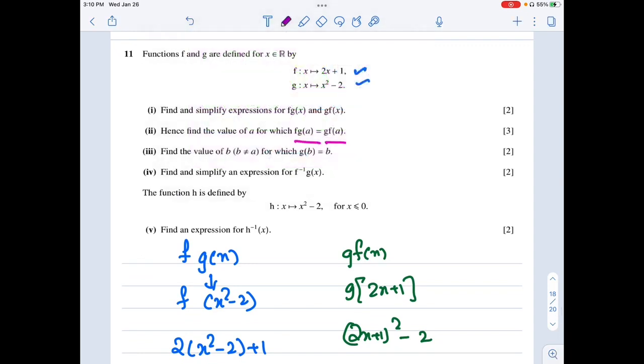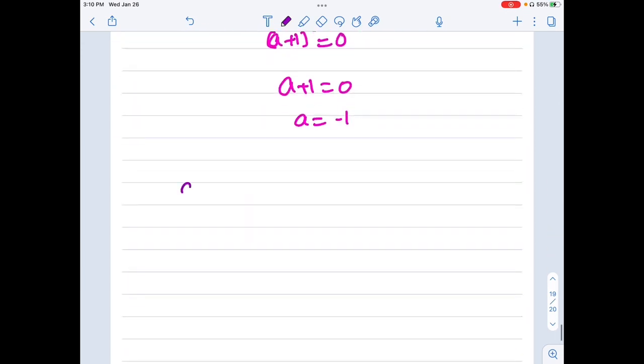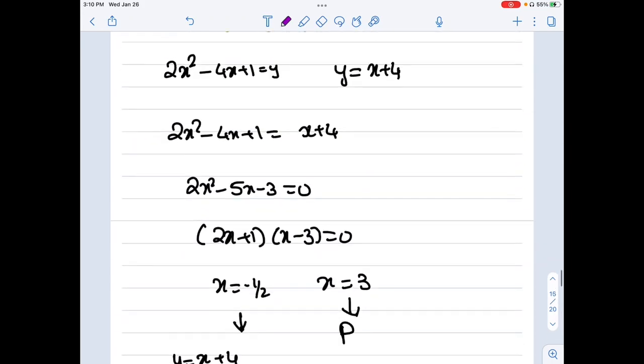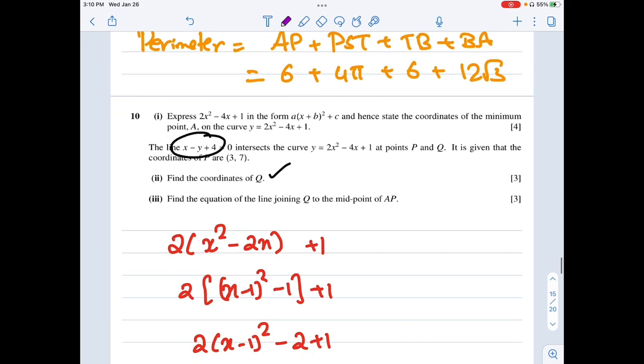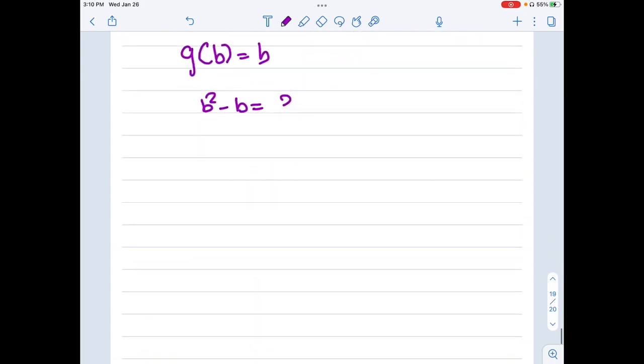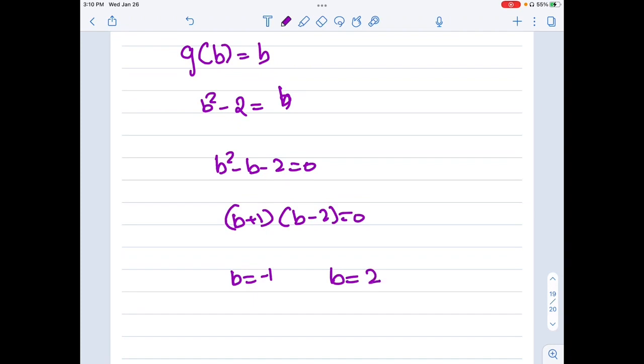Next part: find the value of b such that g(b) = b. g(b) equals b. g(x) is x² − 2, so b² − 2 = b. So b² − b − 2 = 0. Factorize that: (b + 1)(b − 2) = 0. So I get either b = −1 or b = 2.